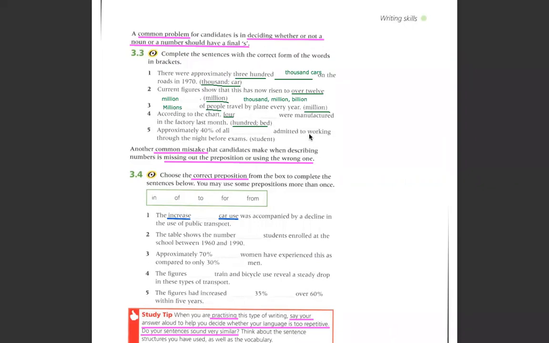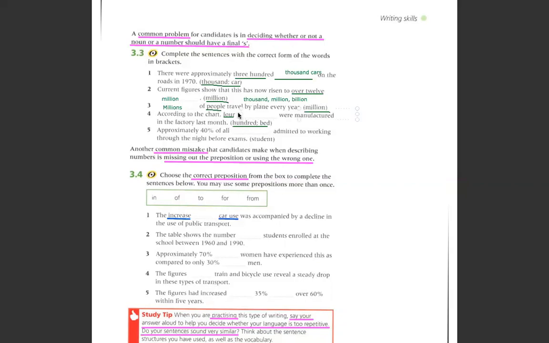So please complete number 4. Number 4 is here. So according to the chart, 4, something were manufactured in the factory last month. Okay, I only have 2 answers. What about the rest of you? If you're not sure, have a look at the previous answers.